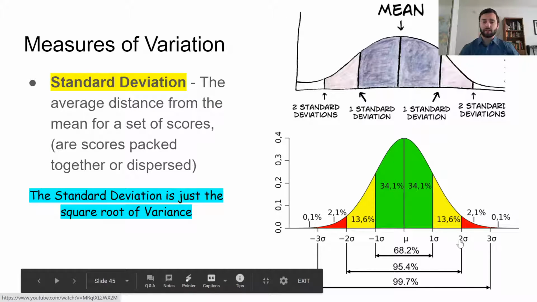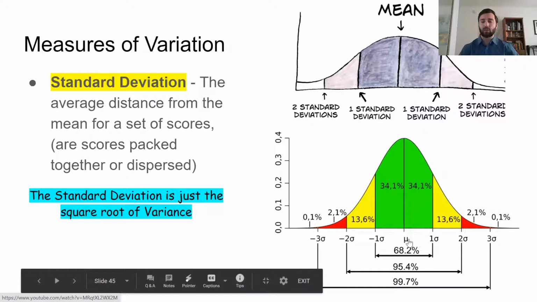If you're within 2 standard deviations, it's an extra 13.6% on each side. Now everything within 2 standard deviations is all this. That means we're accounting for 95.4% of all the answers, all of our scores. 3 standard deviations, we're adding 2.1% on each side, and that is going to account for 99.7% of all of our scores.